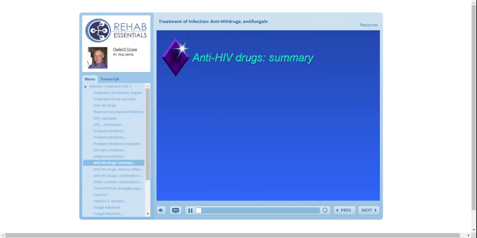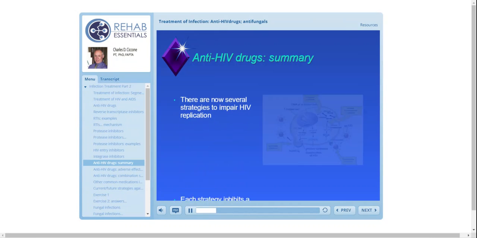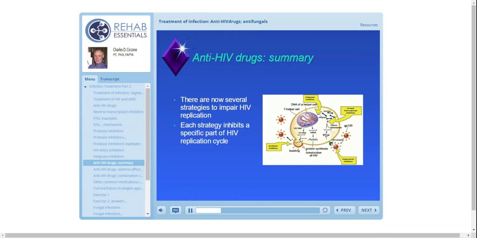So to summarize, we now have 4 major strategies of preventing HIV replication. And each strategy comes at the problem from a slightly different angle. The integrase inhibitors and the protease inhibitors inhibit some of the later steps in the process. The entry inhibitors target the very first step, and the RTIs target that critical step of converting RNA to DNA.